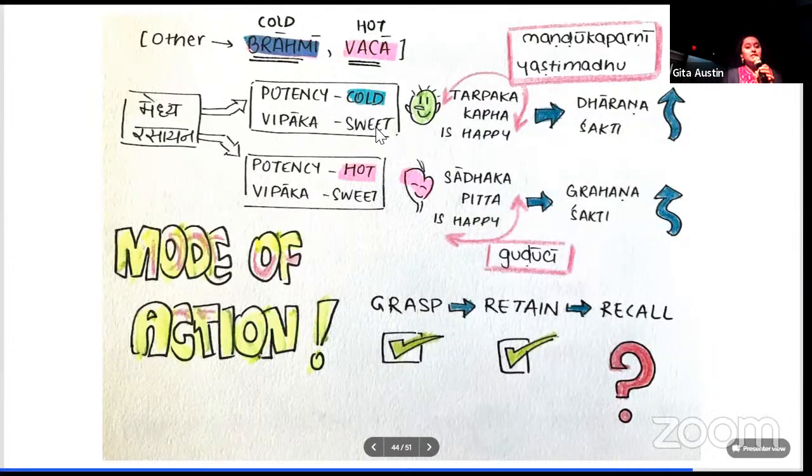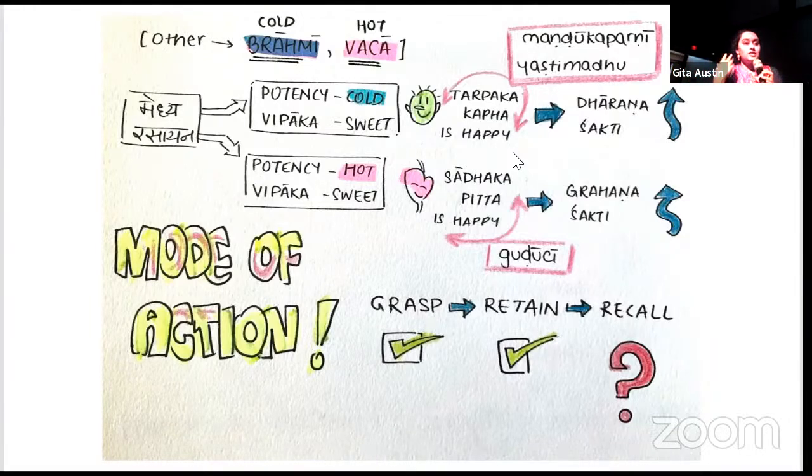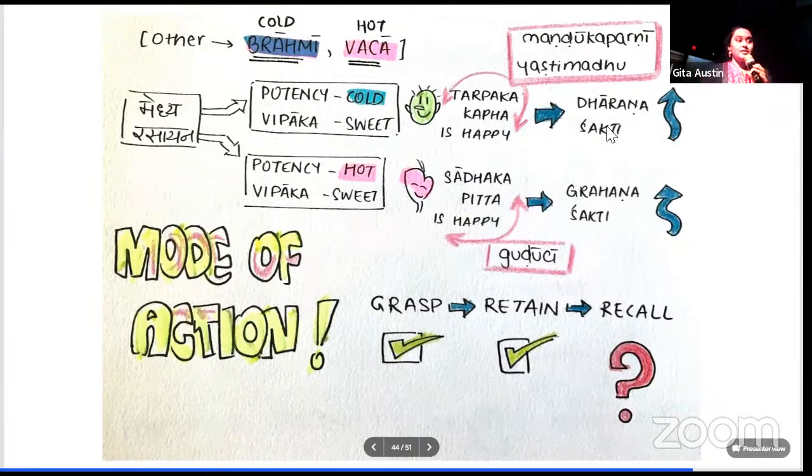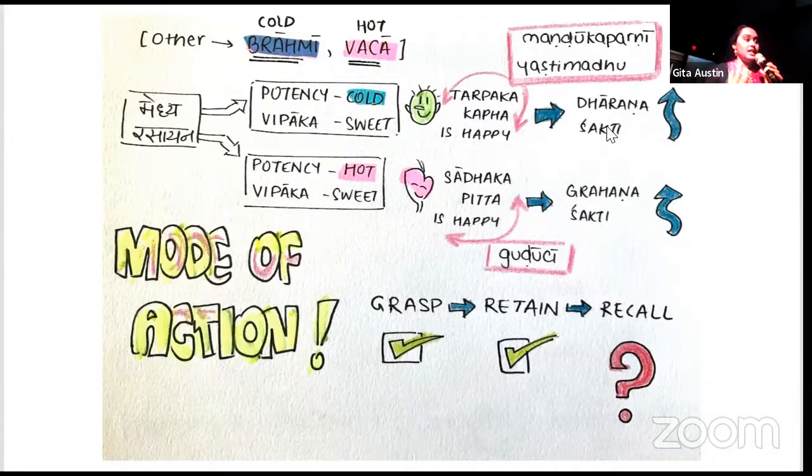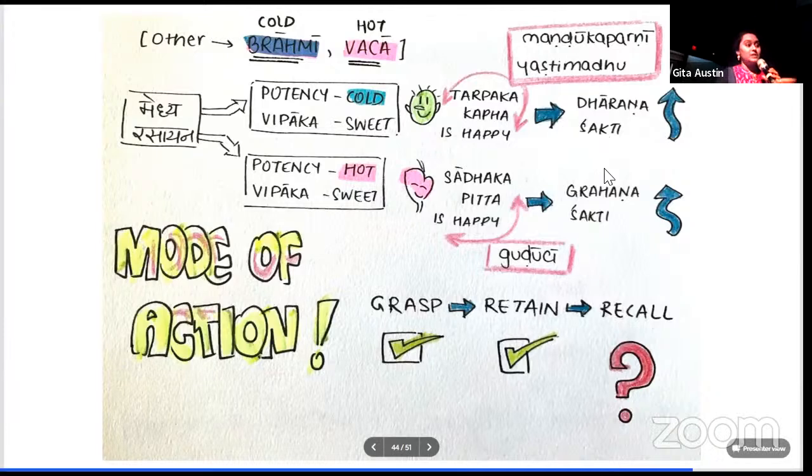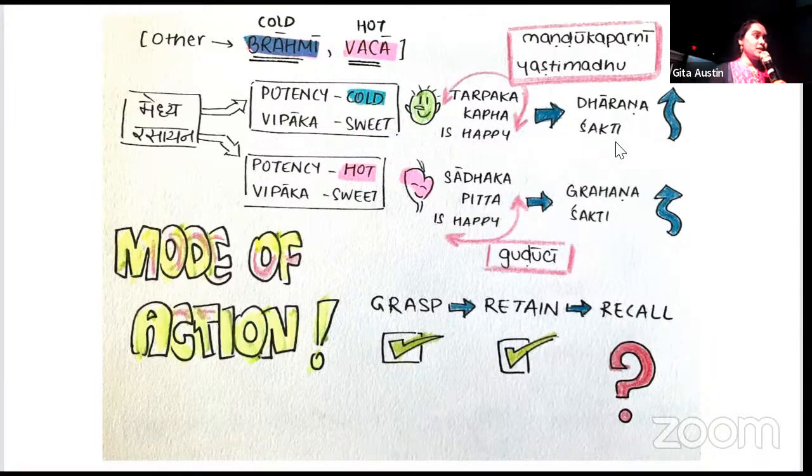And then you have cold potency drugs, which are sweet in nature, and they help tarpaka kapha. Kapha also has five types. Tarpaka kapha is responsible for nourishing your eyes, your ears, your head in general, all your senses. It improves dharana shakti. Dharana shakti means your capability to retain whatever you learned. So it's not just grasping, but you're able to retain it. And the good drugs for that are Mandukaparni and Yashtimadhu. A good example of dharana shakti is when you're able to recollect Dhyayato Vishayan Pumsaha, that shloka, immediately, but you didn't learn it now. You learned it a few weeks ago, but now you know it.